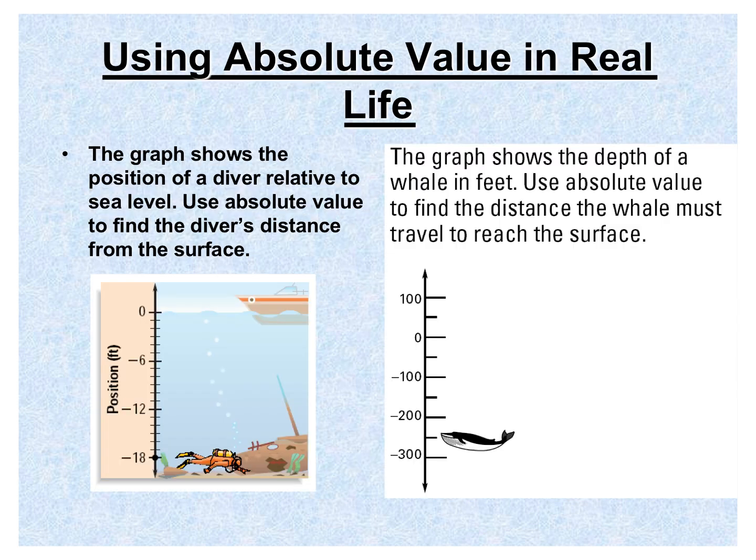And now applying this to some real-world scenarios, let's look at this first example. The graph shows the position of a diver relative to sea level. Use absolute value to find the diver's distance from the surface. Here we can just look at the image. Sea level is going to be our 0, so our 0 portion of our number line.